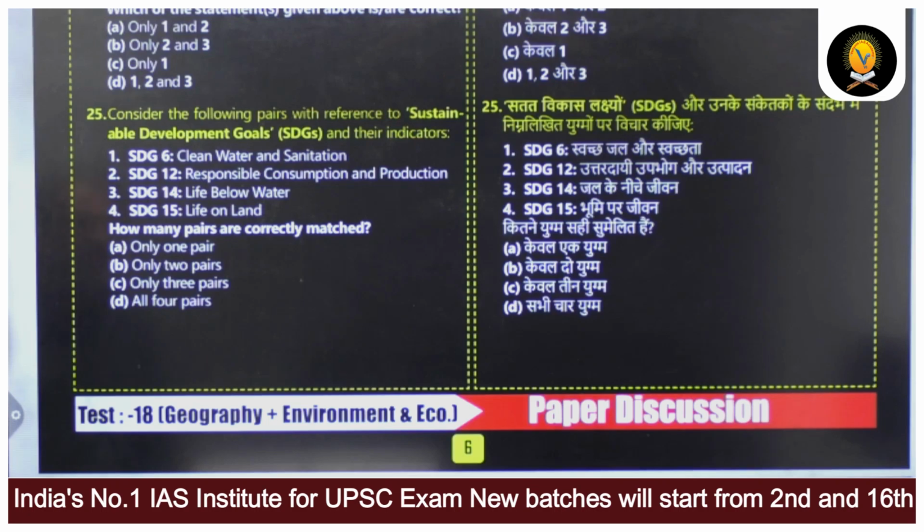SDG 6 clean water and sanitation, correct. SDG 12 responsible consumption and production, correct. SDG 14 life below water, correct. SDG 15 life on land, correct. So, all 4 pairs are correct.